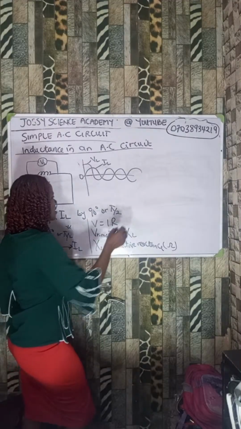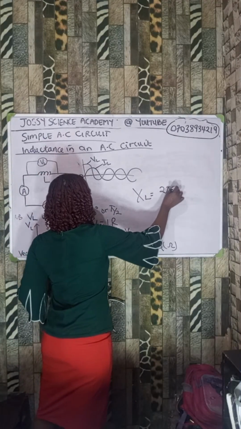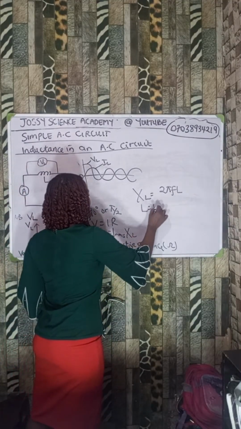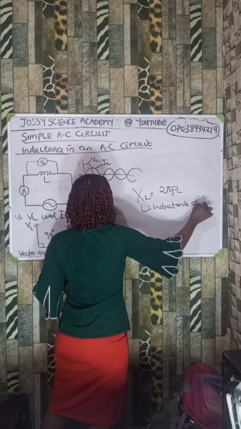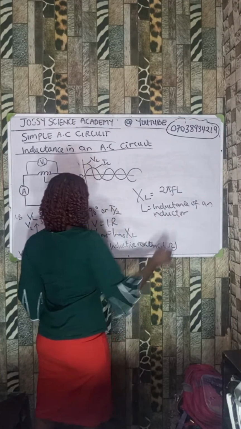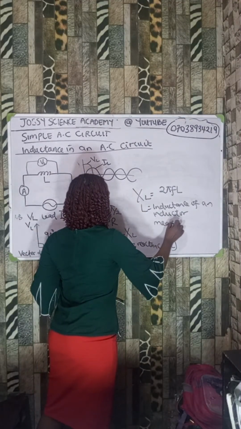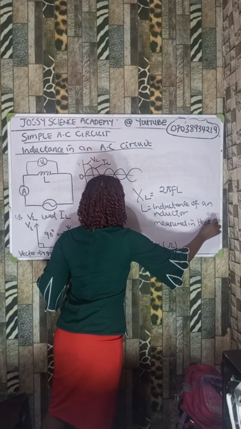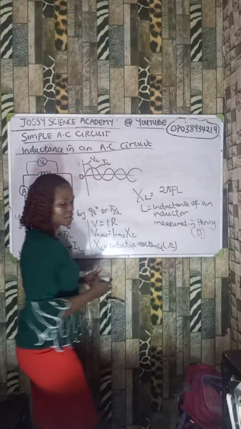Now, for us to get it, XL is equal to 2 pi FL, right? And what is L? That is the inductance of an inductor. Now measured in what? I will say measured in Henry, denoted by capital H. I can copy.